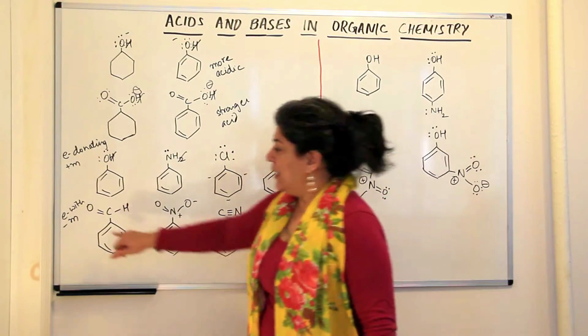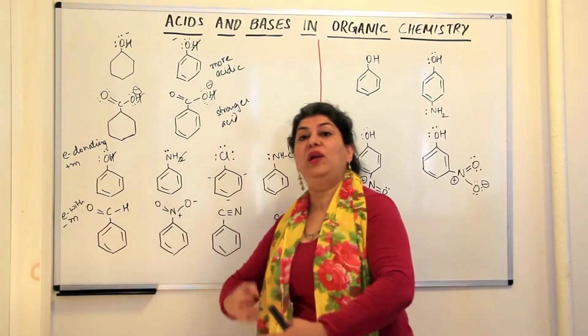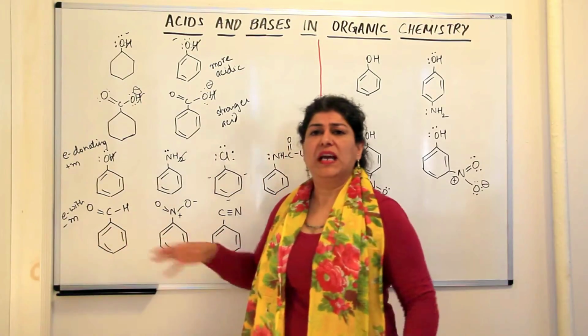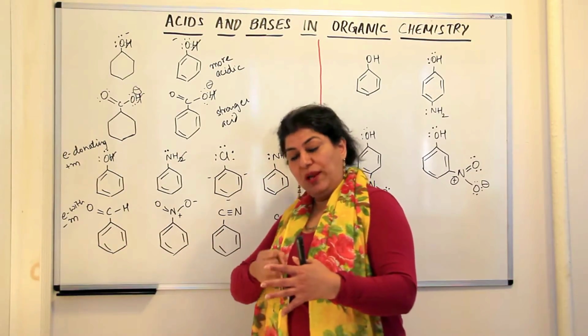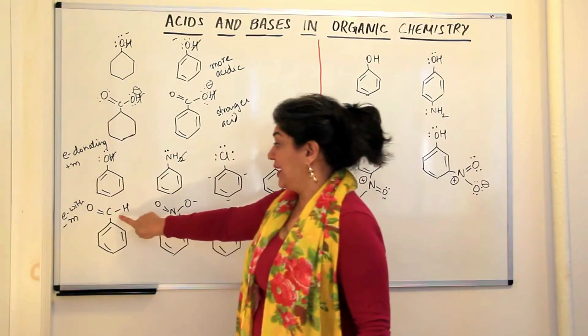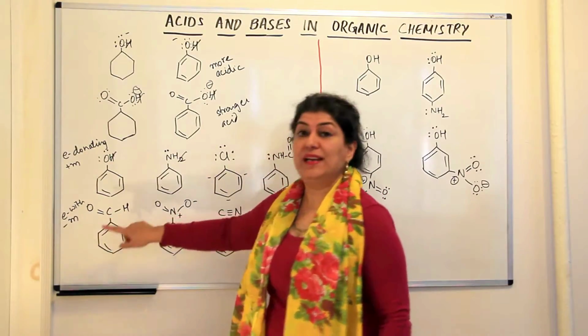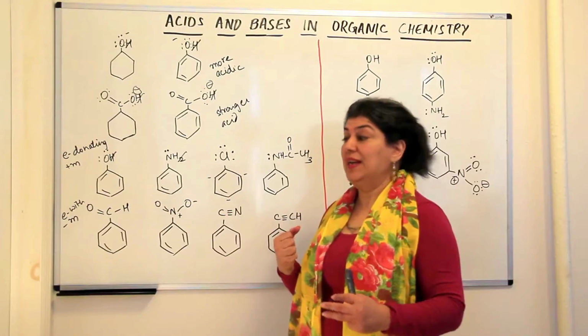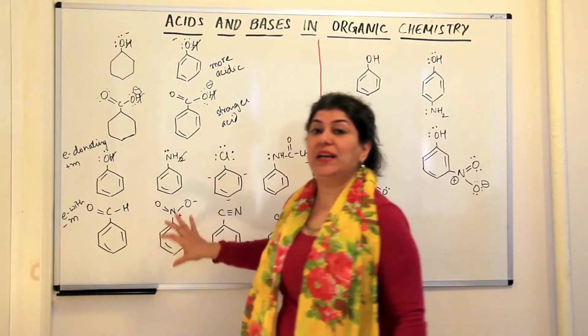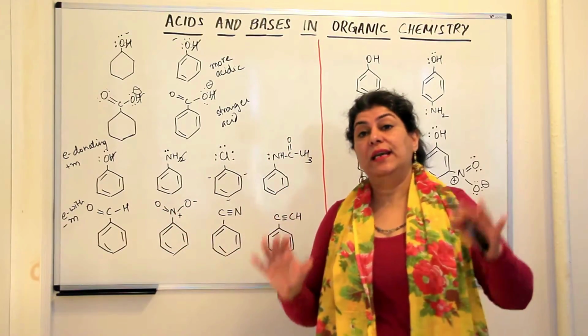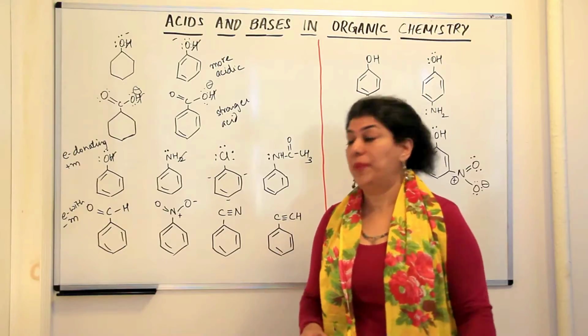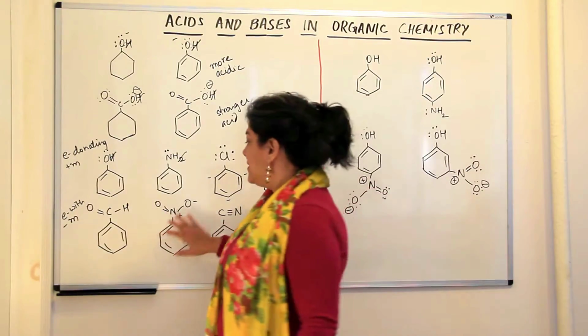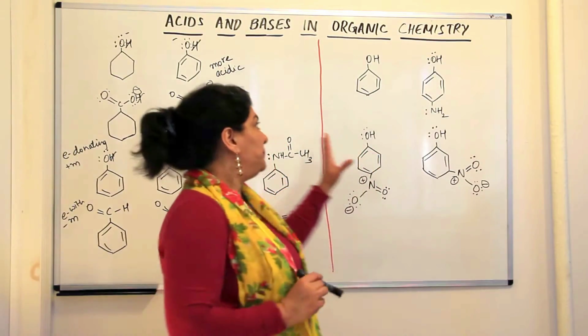So what are they doing? Minus M effect means they pull electrons away from the benzene ring. They have an effect of pulling an electron away from the benzene ring. So if they have an effect of pulling the electron away from the benzene ring, they would also have an impact on the acidic nature or the basic nature of the compounds. We can understand this by taking an example here.